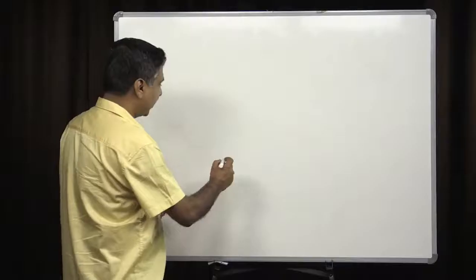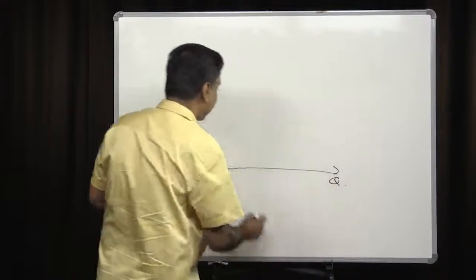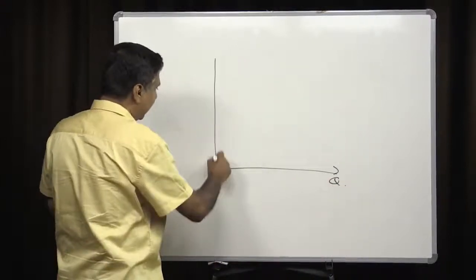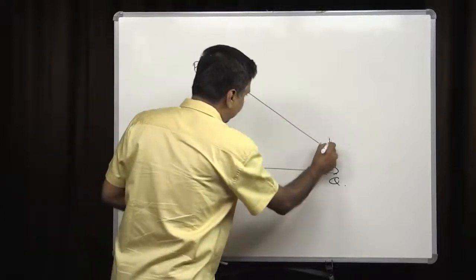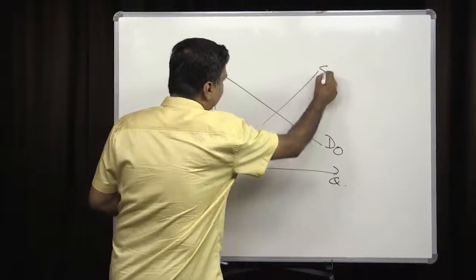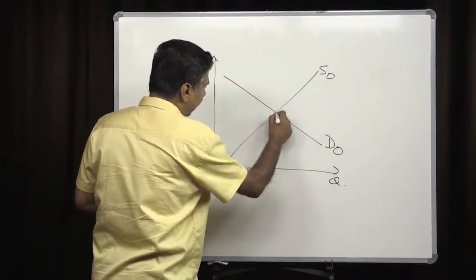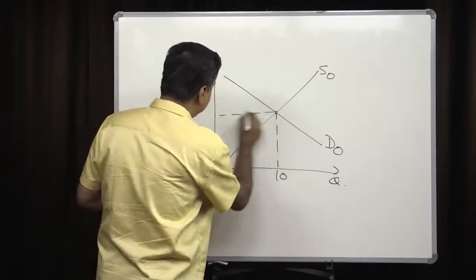Let us draw the demand and supply curves. So as usual, we will put quantity on the horizontal axis and price on the vertical axis. And let's suppose the demand curve is D0 and the supply curve is S0. And at equilibrium, the quantity is 10 and the price is 5.